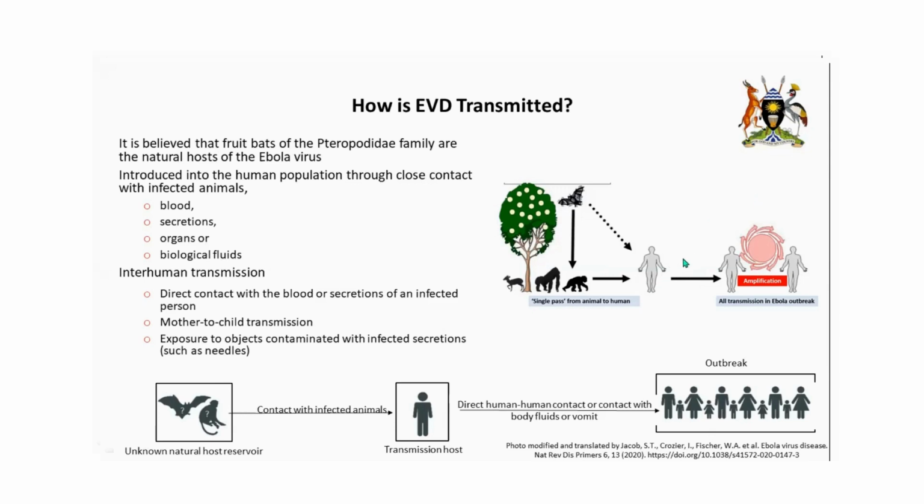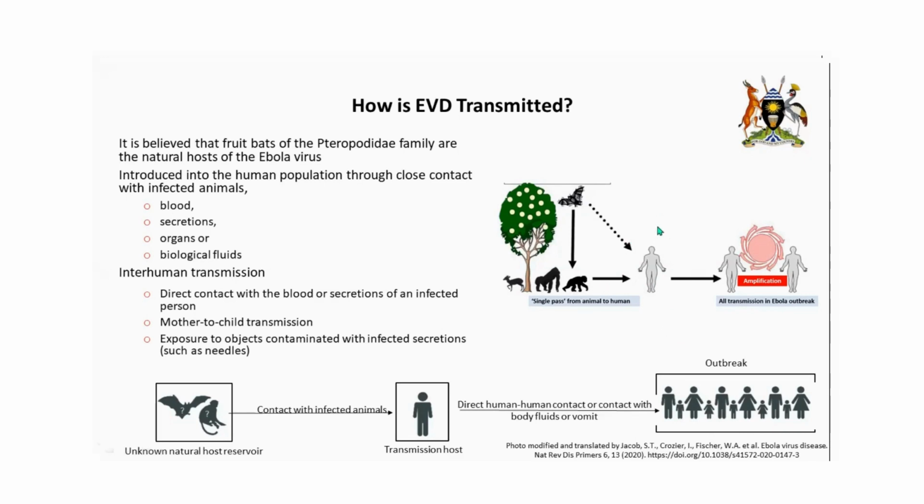But we also know that Uganda, Sudan, and DRC account for about 79% of the global outbreaks of Ebola. It has occurred about 14 times in DRC, 3 times in South Sudan, and now 7 times in Uganda, and that accounts for the majority of the global outbreaks.